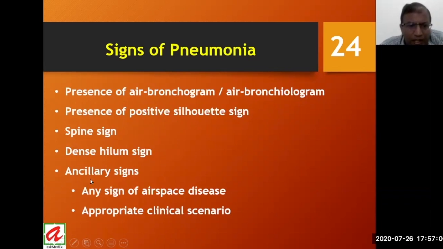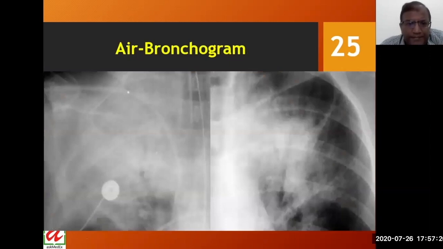And there are certain ancillary signs: any sign of airspace disease including collapse, and the appropriate clinical scenario. This is very, very important because it gives us a hint of what type of disease we are dealing with, because even if I report pneumonitis, I cannot at times tell the etiology. That comes from the clinical scenario.